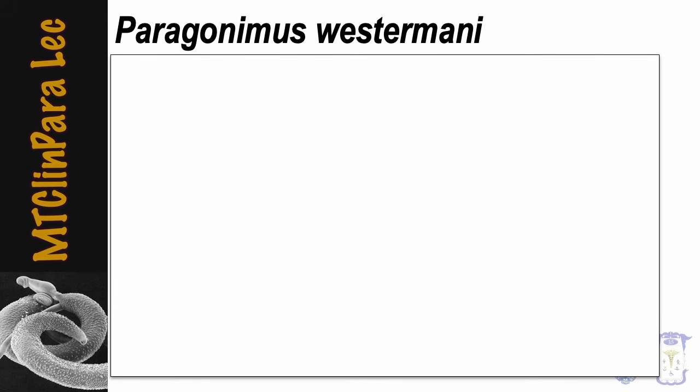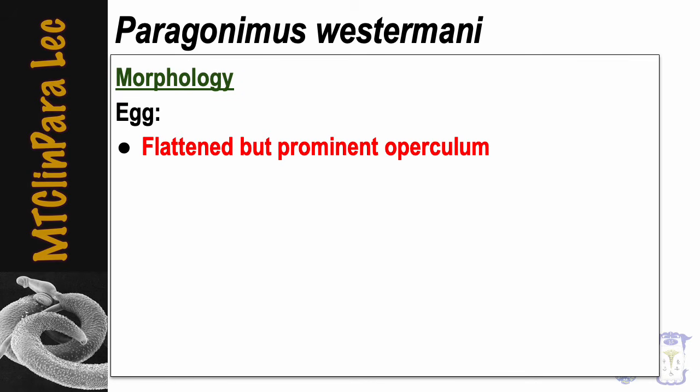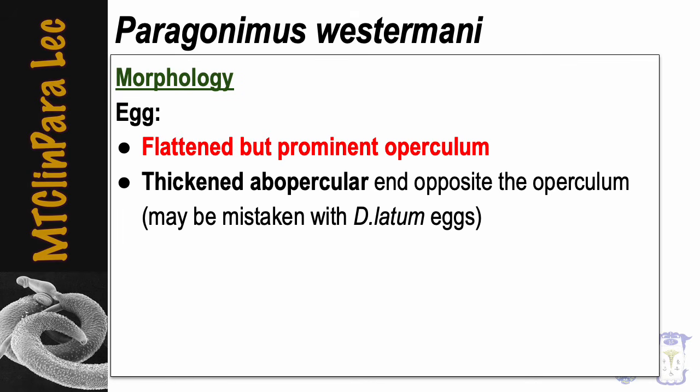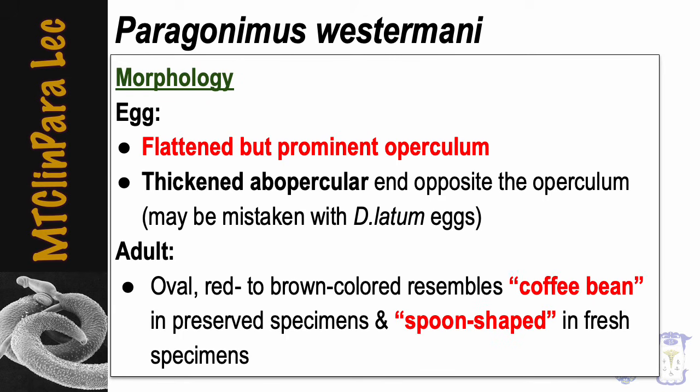For the morphology of Paragonimus westermani, the egg is flattened with a prominent operculum. So this is similar to Diphyllobothrium latum eggs, with a thickened abopercular knob opposite the operculum. The adult resembles a coffee bean in preserved specimens and a spoon shape in fresh specimens.